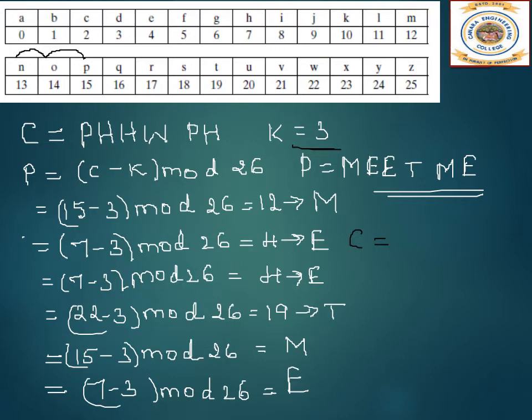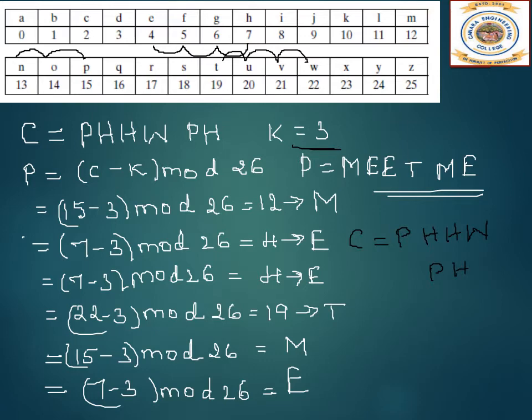So P. After E again 3 spaces forward. Where is E? E. So 1, 2 and 3. Again same. T. After T 3 spaces forward. 1, 2, 3. This is the way I have to do. Whatever shift, that many shifts we will have to do, and that equivalent we will have to write over here. So that is how you get P, H, H, W, and meet means P, H.